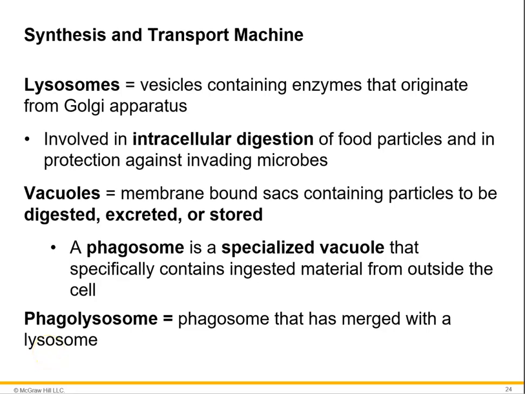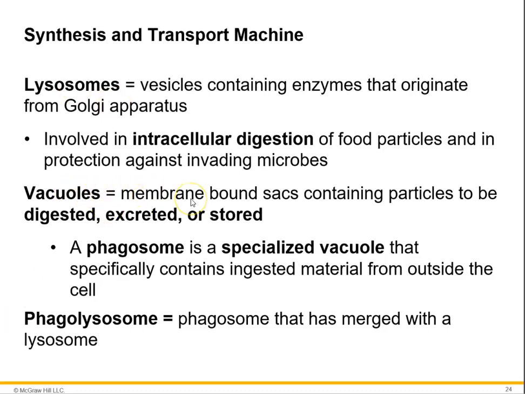What else does the Golgi apparatus do? Well, it gives rise to lysosomes. Lysosomes are vesicles that bud off from the Golgi, and they contain enzymes. And these enzymes are involved in intracellular digestion of both food particles and pathogens. Think of Lysol. Lysol is a cleaning agent. Well, lysosome is derived from the same root. And so it's kind of the cell's cleaning organelle, if you will.